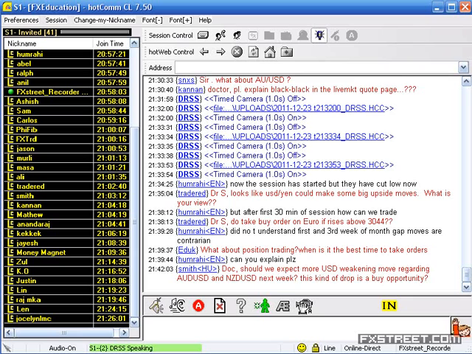And do you take a buy order at Euro if it rises above 30.44? No, whenever they form a new low, when they stop cutting the new low for more than 10 minutes to 30 minutes, then I take a buy.